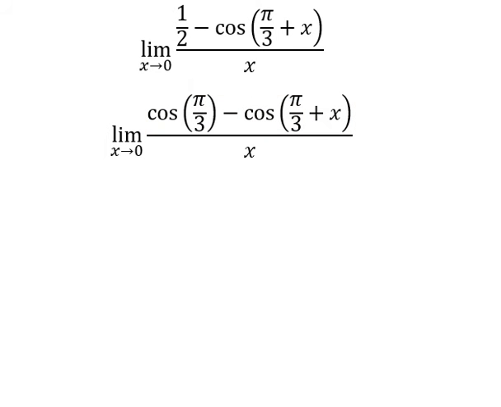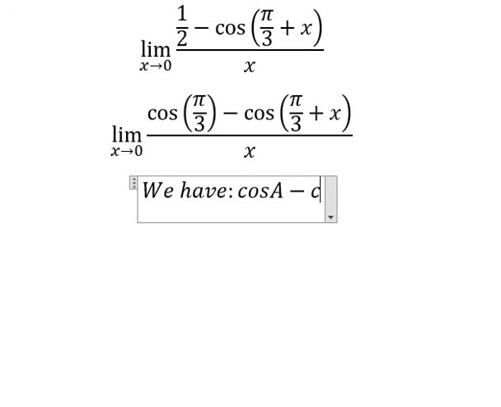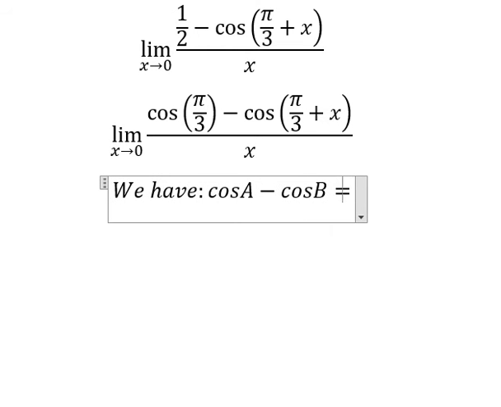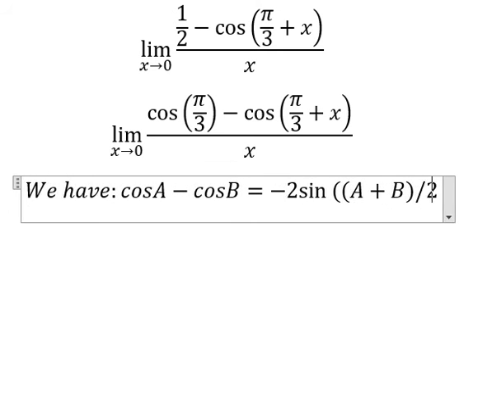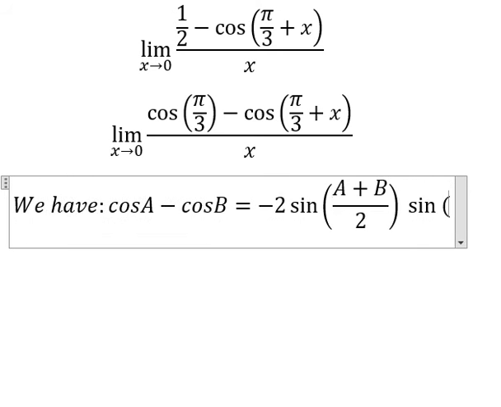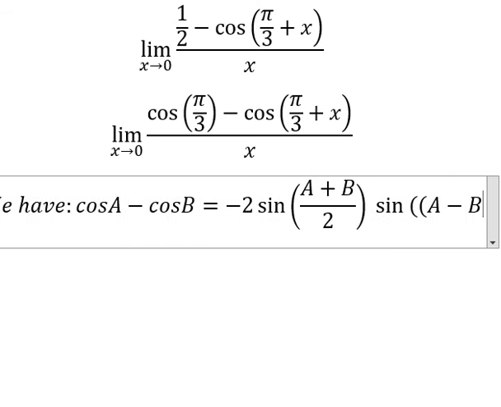Next, we have the formula in here. Cosine A minus cosine B equals negative 2 sine of (A plus B) over 2 and sine of (A minus B) over 2.